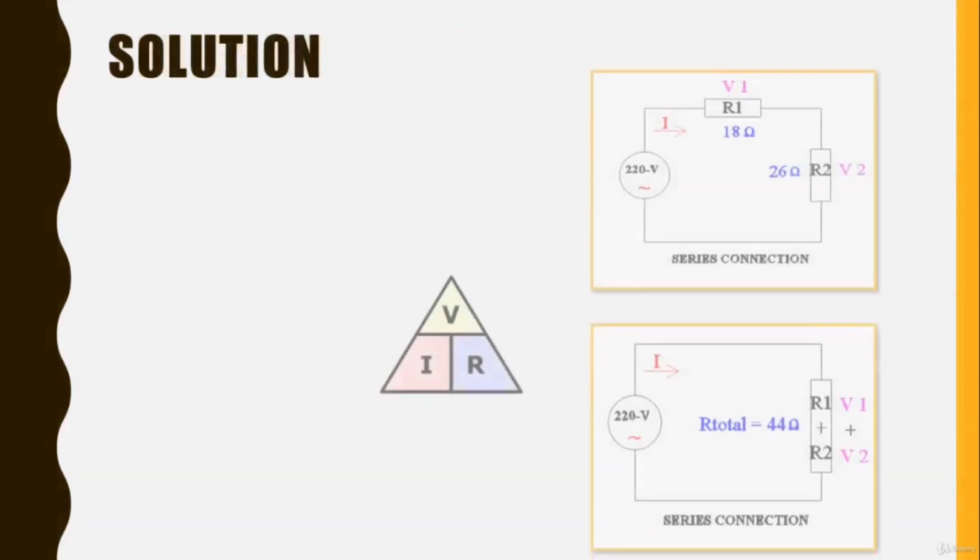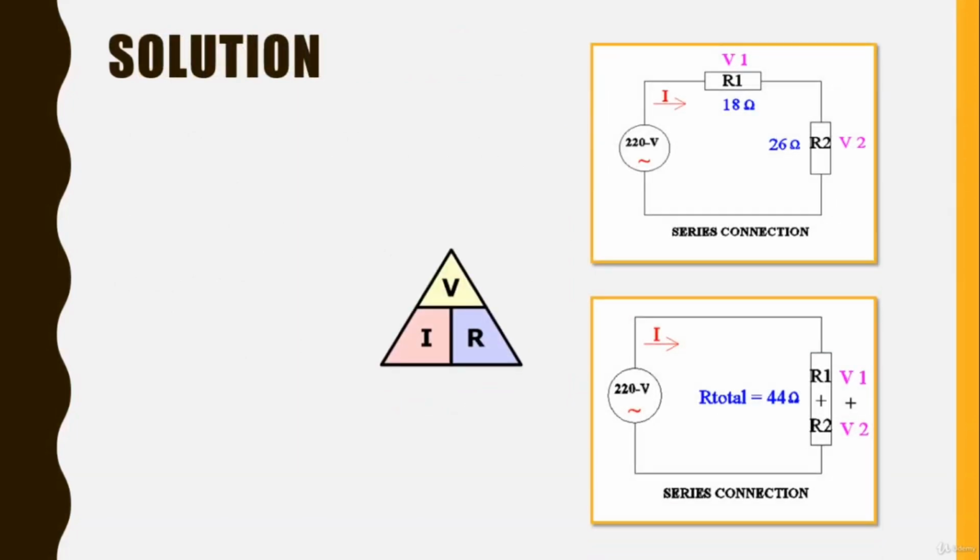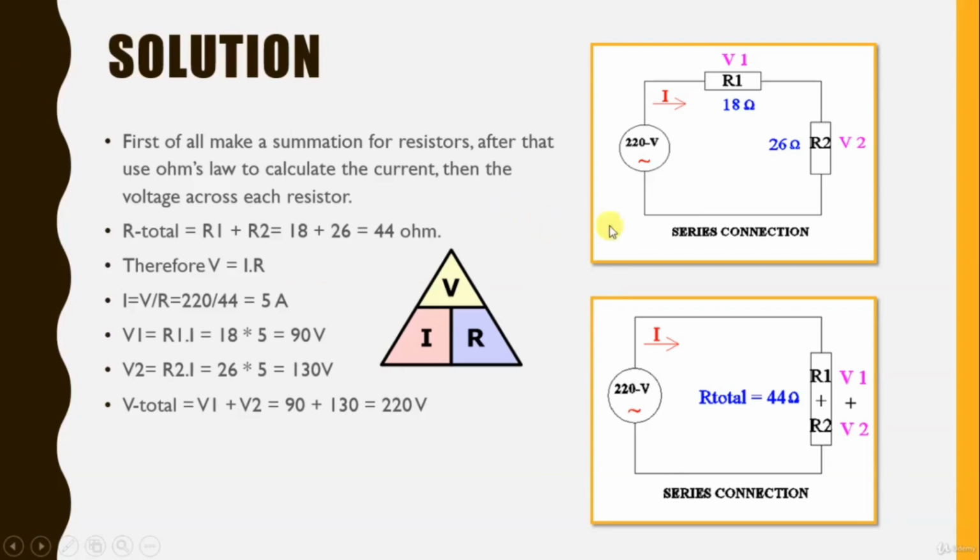In order to get the value of V1 and V2, you must first calculate the value of the current. Why? Because the current is the same in both loads since we are in series connection. So when we get the value of the current by applying, of course, Ohm's law, we can get V1 and V2. I mean the voltage across R1 and R2. So let's solve this question.